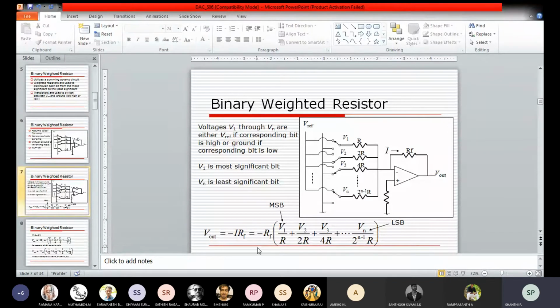V out is equal to minus I into RF. The I value is voltage divided by resistance: minus RF into V1 divided by R plus V2 divided by 2R, up to the least significant bit. Vn is the least significant bit, and V1 is the most significant bit. Here Vn is the least, the last signal.